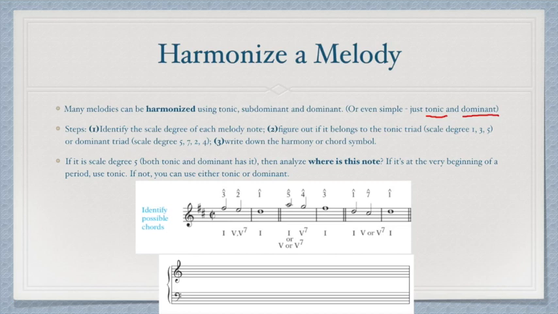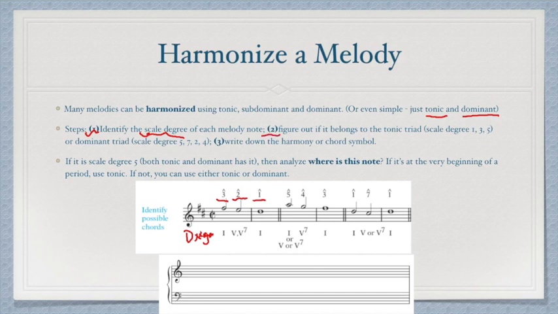So there are 3 steps. First step is identifying the scale degree of each melody note. For example, this is D major. So this is scale degree 1, this is scale degree 2, this is scale degree 3. This is about the first step. It's very simple. So let's look at the second step.